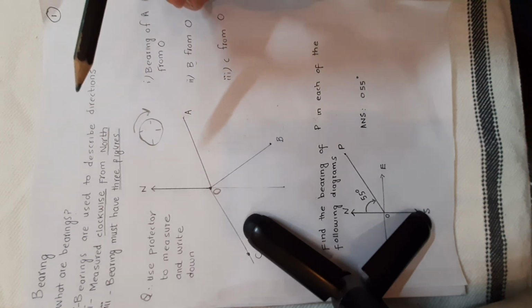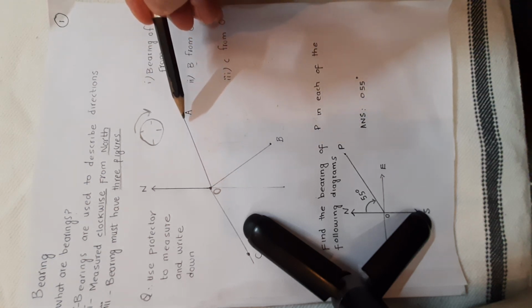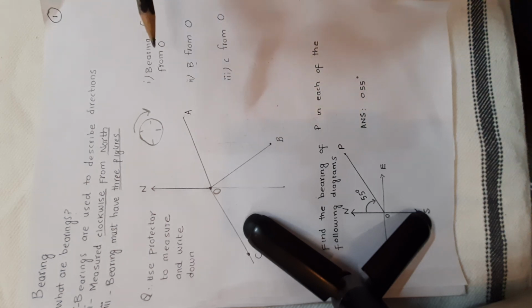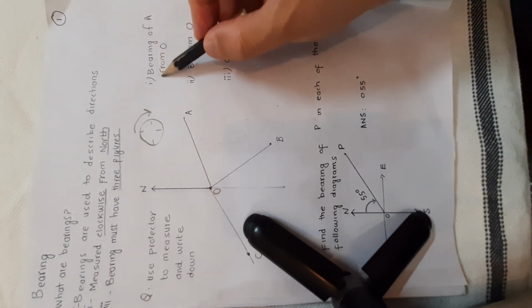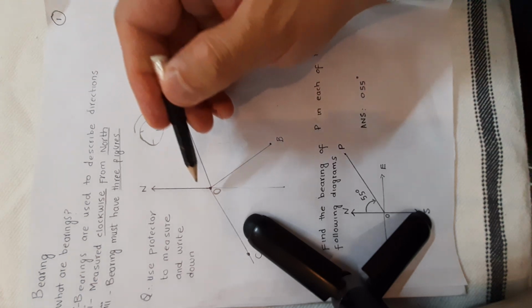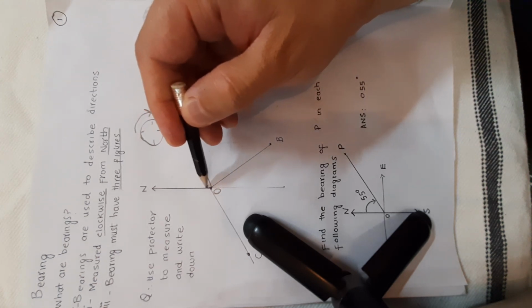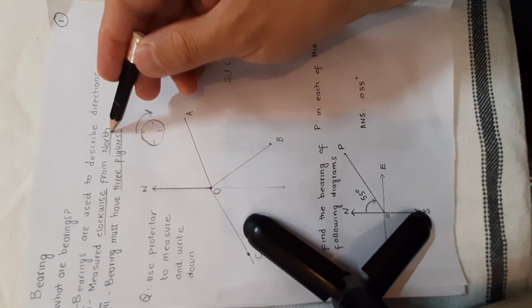For example, in this diagram, this is point O, this is point A, this is point B. Now, if I ask to find the bearing of A from O, the word from O means you have to draw north at point O. So, draw north at point O. Now, after drawing the north, the first condition mentioned here is satisfied.